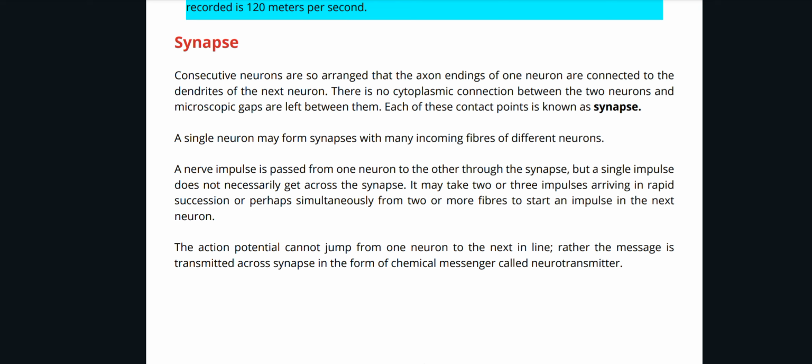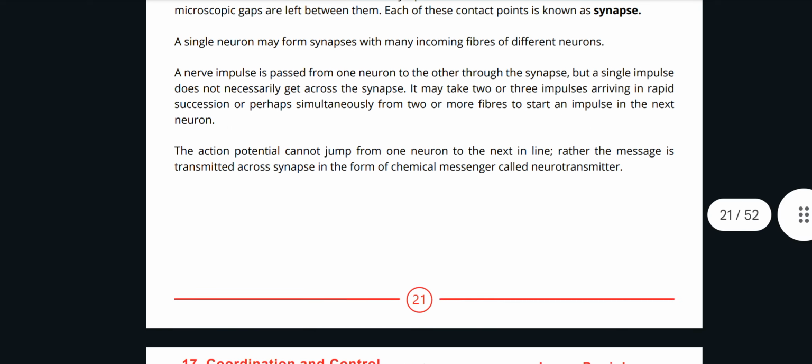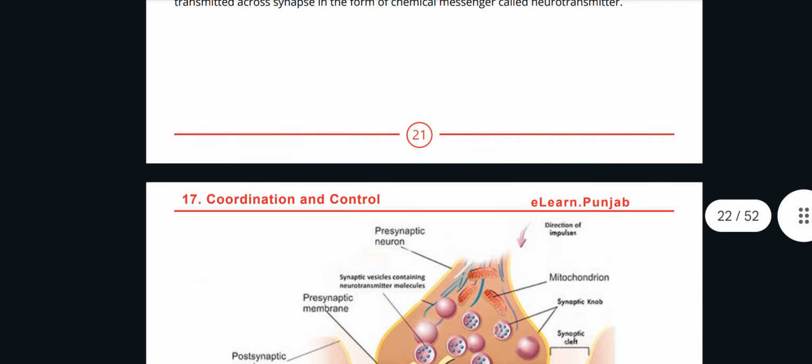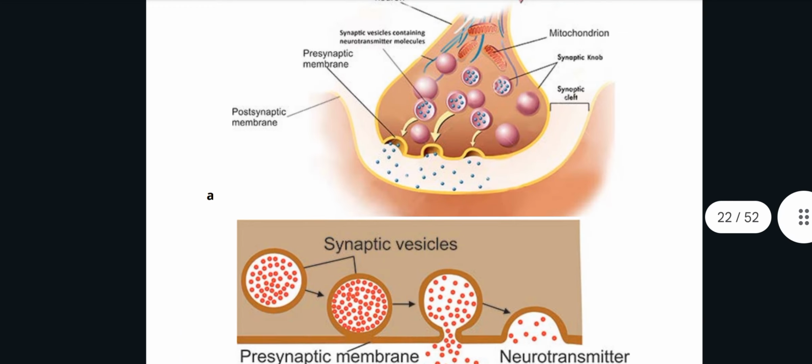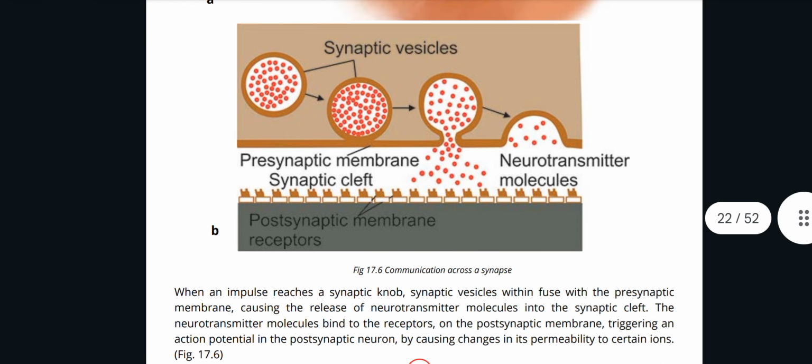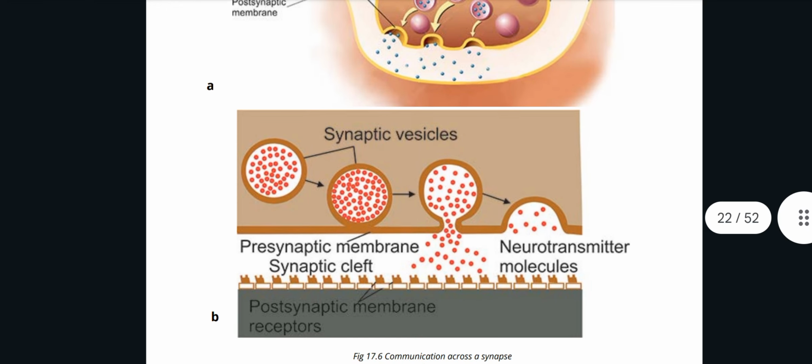The action potential cannot jump from one neuron to the next in line. Rather, the message is transmitted across the synapse in the form of a chemical messenger called the neurotransmitter. This is a diagram which shows communication across a synapse.